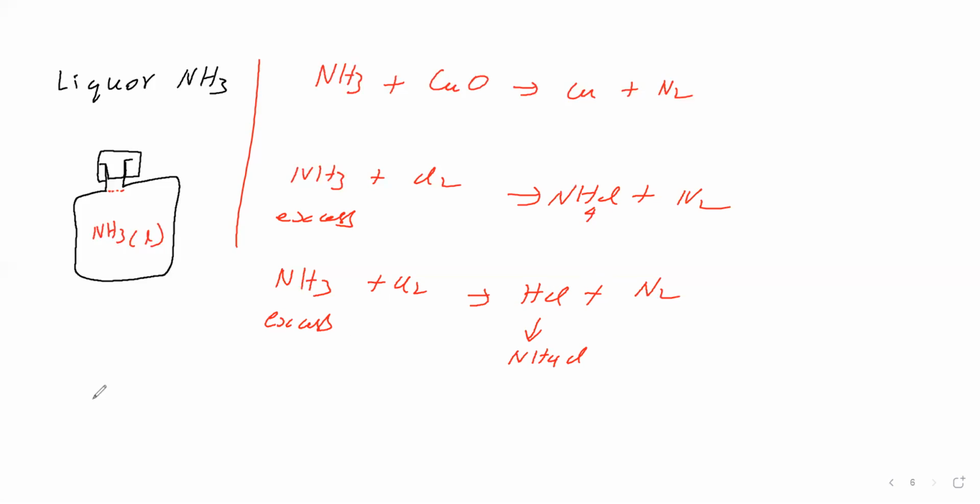If we take Cl2 in excess, what will happen? We will see NH3 with excess Cl2. N takes Cl and becomes NCl3, and H takes Cl and becomes HCl. In this equation, we have taken Cl2 in excess. So in ammonia, H is there, and H and Cl become HCl, and N and Cl become NCl3. Okay.